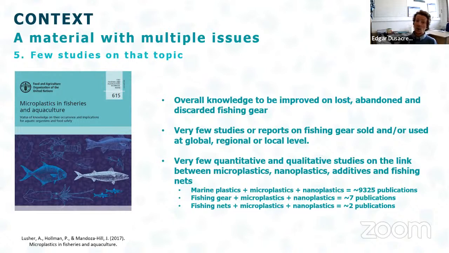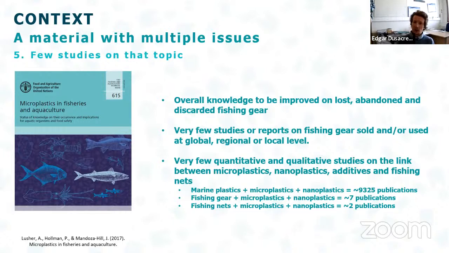In fact, the overall knowledge on that topic has to be improved. We have very few studies or reports on fishing gear sold and/or used at global, regional, or local level. So we cannot really make a quantification of fishing nets or fishing gear lost, or the production of microplastic and nanoplastic coming from their degradation, because we don't really know how much we have in circulation in the fishing industry and the fishing activity.